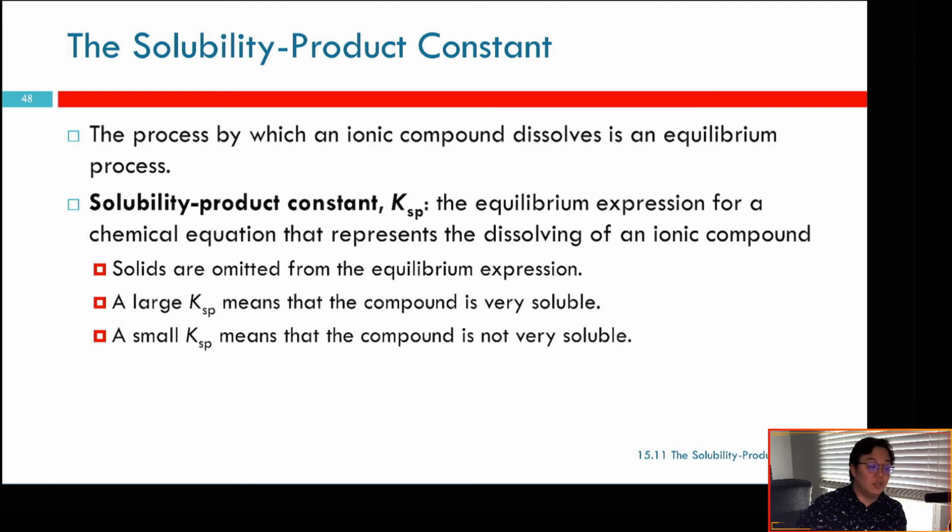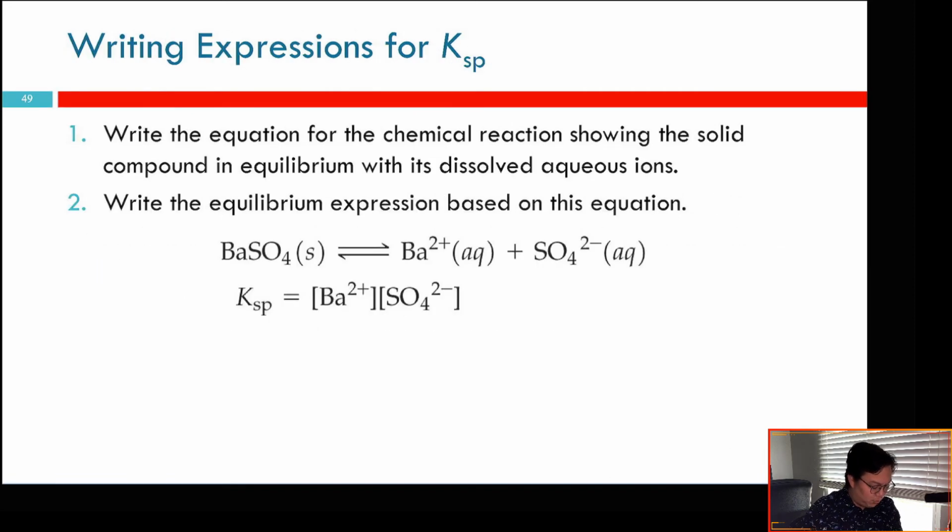So again, we're removing solids from equilibrium expressions as well as pure liquids. If we have a large KSP, that means that the compound is very soluble. If we have a small KSP, that means that the compound is not very soluble. That'll make more sense when we see one.